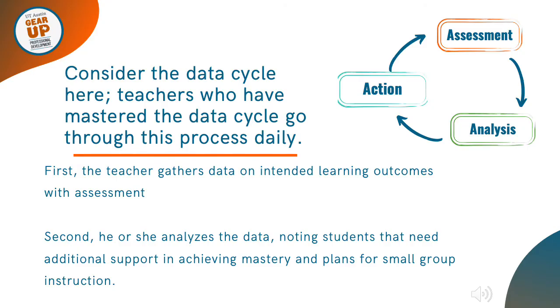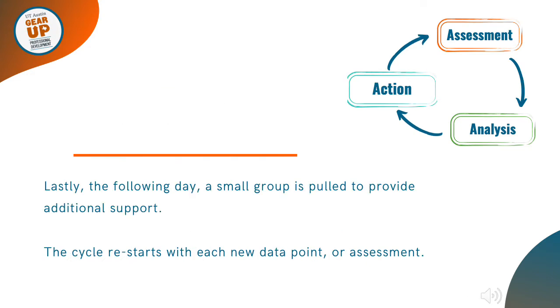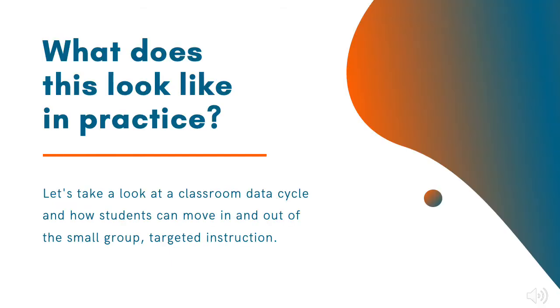Consider the data cycle here. Teachers who have mastered this data cycle go through this process daily. First, the teacher gathers data on intended learning outcomes with assessment. Second, he or she analyzes the data, noting students that need additional support in achieving mastery and plans for small group instruction. Then, a small group is pulled to provide additional support. The cycle restarts with each new data point or assessment.